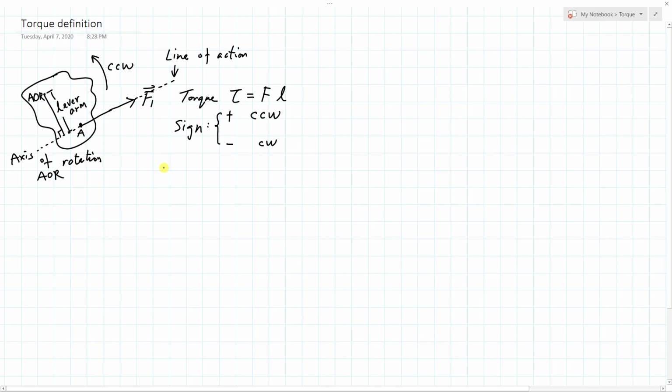All right, now let's calculate. We have torque equals force times lever arm. So what exactly is this lever arm in terms of other quantities we could mark on the diagram? We have this quantity here that goes from the axis of rotation to this point A, or OA, AOR to A. This is going to go through the letter L there. That's unfortunate. So let's see if I can erase a little bit.